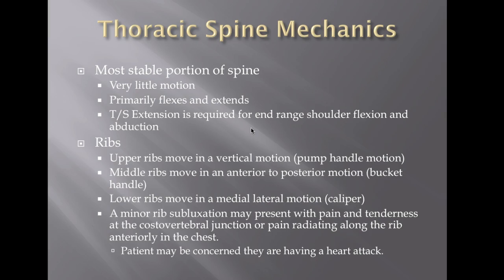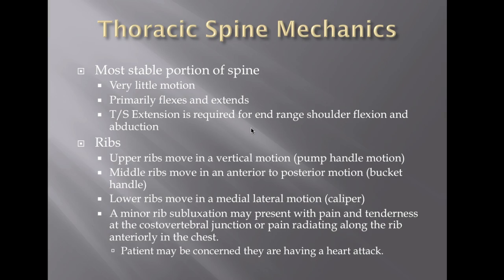It primarily flexes and extends. So this is where we see some of the use for it, but it's still very minimal. But importantly, it says that thoracic spine extension is required for end range shoulder flexion and abduction. So every time you move your arm into flexion or abduction, the thoracic spine is going to go into slight extension. So you need that extension. If for some reason it's blocked and not moving in that direction, then you're going to struggle a little more with shoulder flexion and abduction.